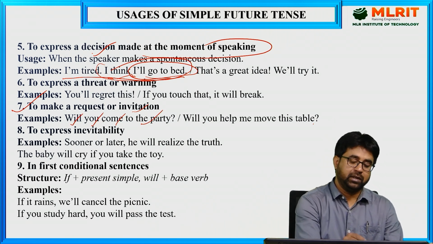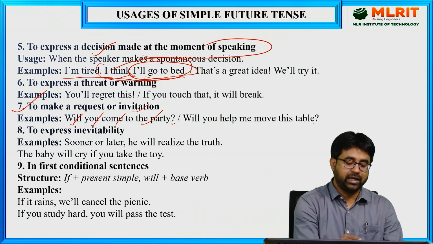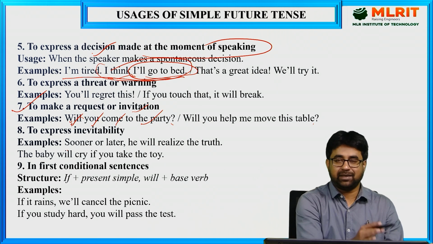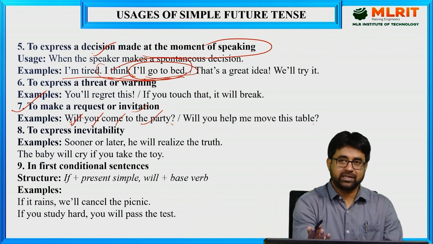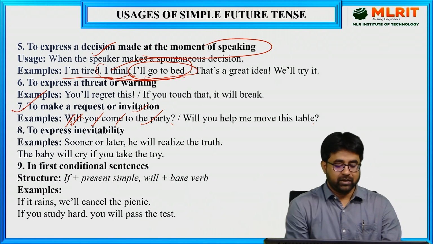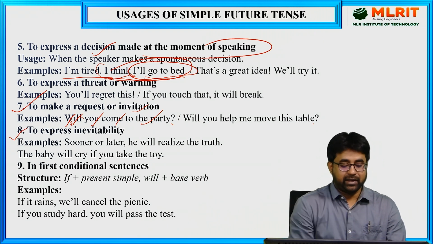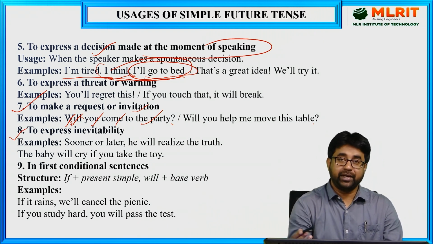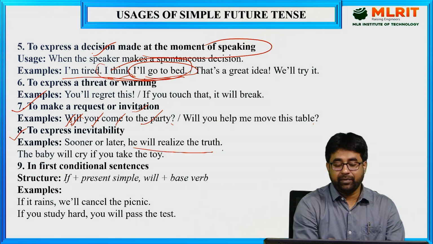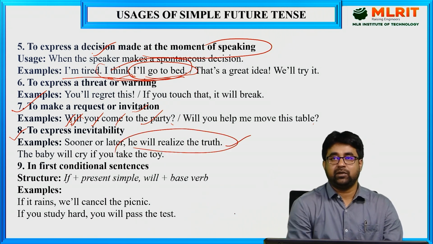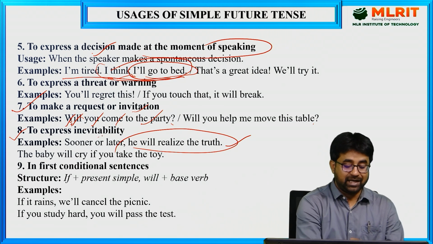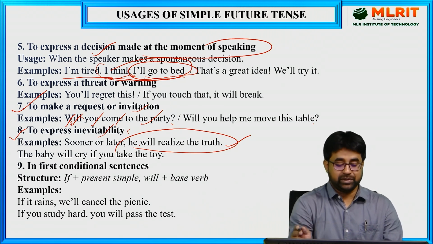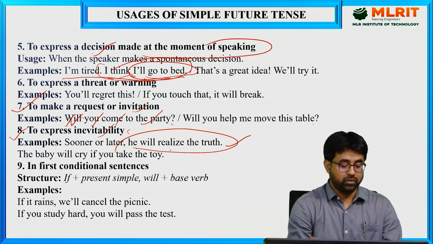Will you come? Now you have to understand here, because it's an interrogative sentence, will is coming first. Otherwise, in a normal sentence, you, subject, and then will. But in an interrogative sentence, will comes first, right? Now, to express inevitability, something that is going to happen sooner or later: he will realize the truth. To talk about inevitability also, we are using simple future tense.